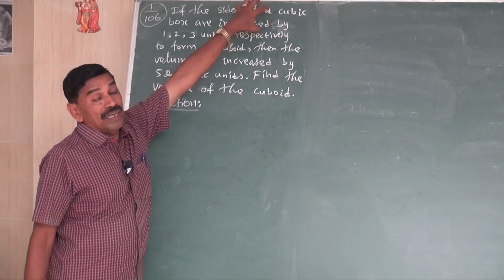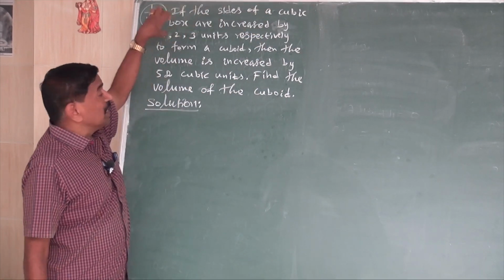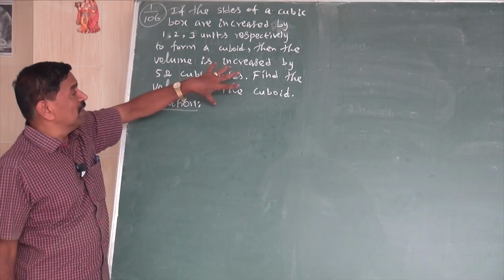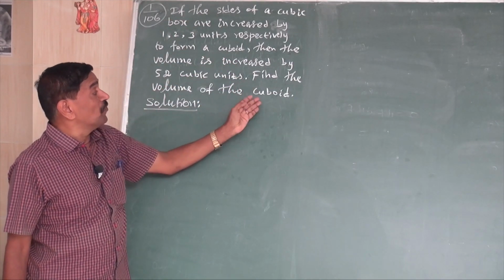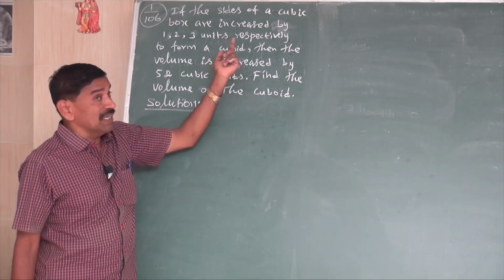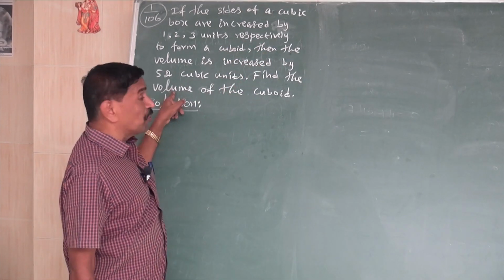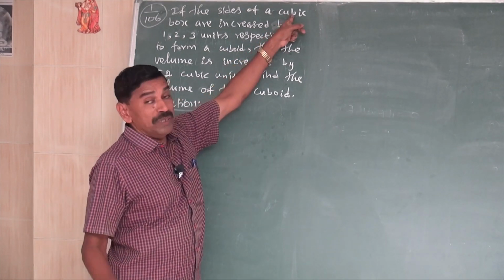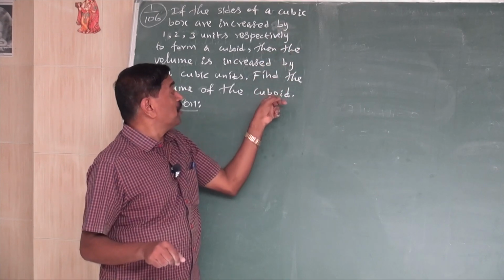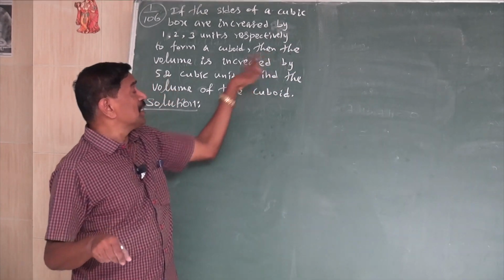So initially we are given a cube, and by increasing its sides we get a cuboid, and in the final question we are asked to find the volume of the cuboid. See, listen here, the question is talking about volume. We know that the volume of the cube is equal to a cube, and the volume of the cuboid is equal to LBH. So that is the preparation.